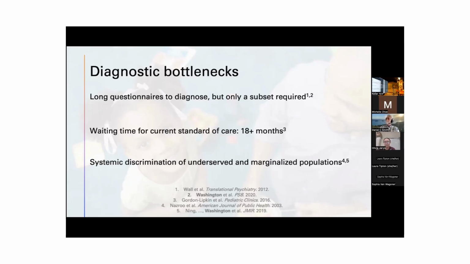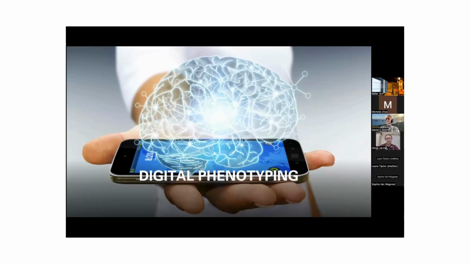But nevertheless, because of this long questionnaire, the waiting time for the current standard of care currently exceeds 18 months on average in the United States. And sadly, this results in systemic discrimination of underserved and marginalized populations who do not receive access to healthcare because they don't get diagnosed early enough. And with autism, the earlier the diagnosis occurs, the more effective the eventual therapy is.